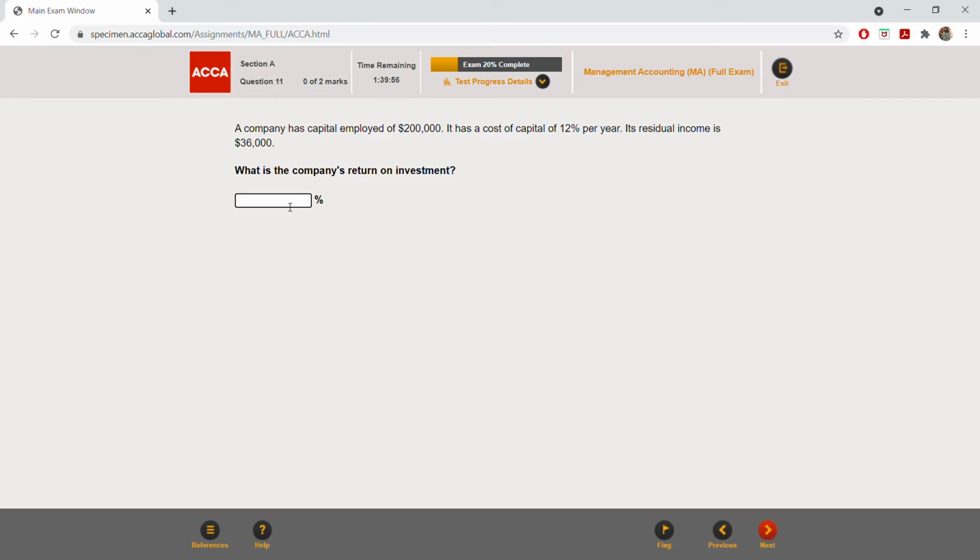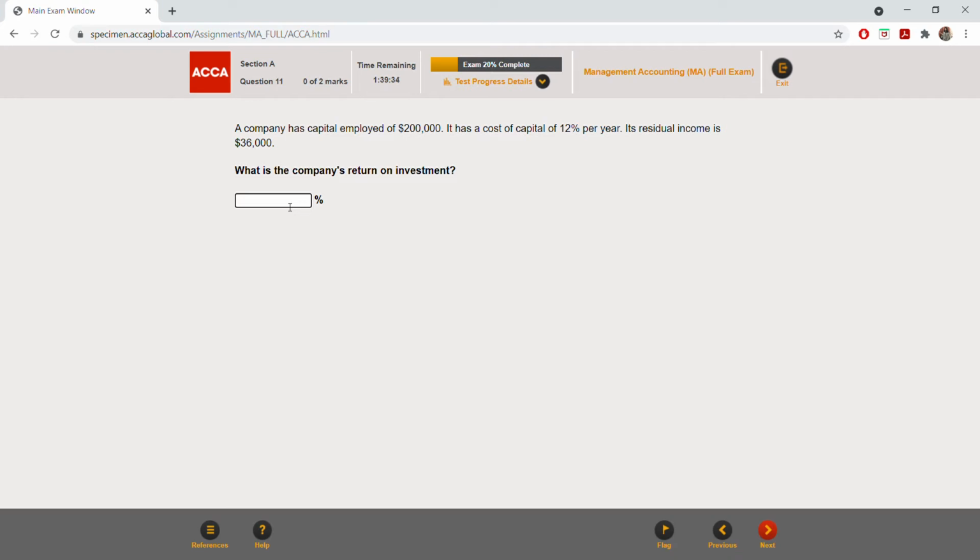So capital employed, we have 200,000. Operating profit, we have to find out. We have been given cost of capital. We have been given residual income. But we cannot use residual income to find return on capital investment. So what do we have to do? Find the operating profit. How? Residual income is what? Operating profit minus imputed interest into capital employed. So operating profit, we don't know.